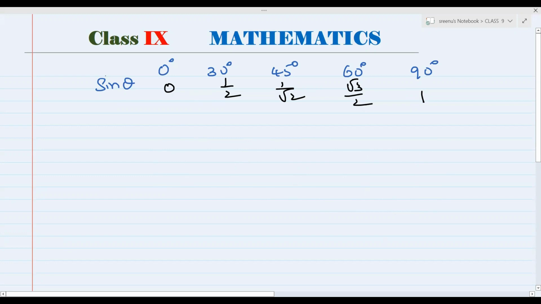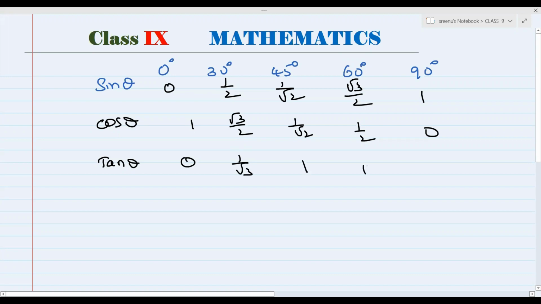Next, cos values, write in the reverse way: 1, root 3 by 2, 1 by root 2, 1/2, and 0. Tan is sine divided by cos. 0 by 1 is 0, 1/2 divided by root 3 by 2 is 1 by root 3. This is 1, this is root 3, this is infinity.